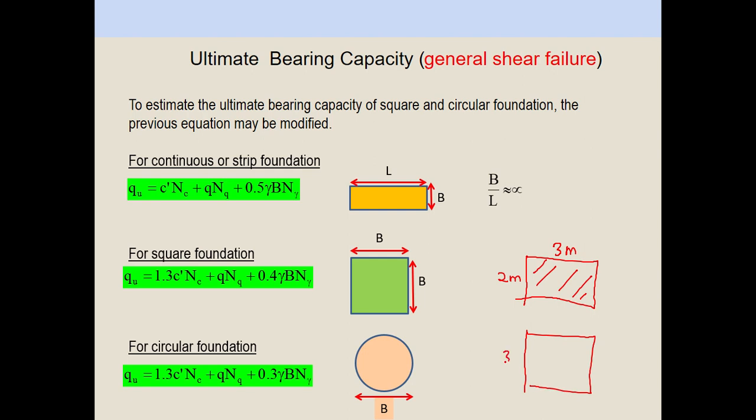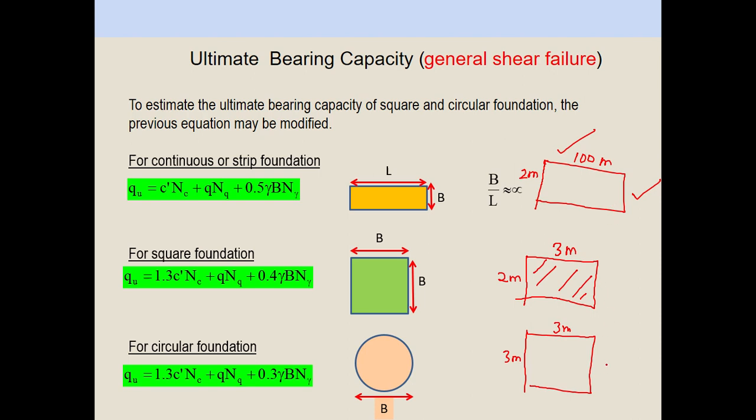Okay, I give you two conditions. The first one is 3 meter times 3 meter, and the other one is 2 meter by 100 meter. Can we use the Terzaghi equation for this type of foundation? Yes. For the 2 meter by 100 meter case, it is a strip foundation, so you can use the Terzaghi equation to calculate the bearing capacity.